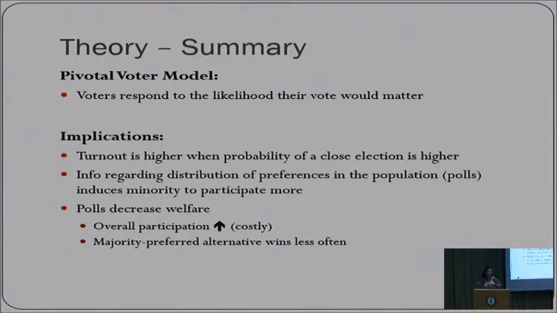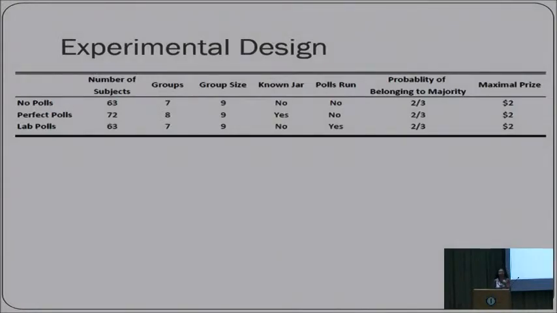Polls are kind of bad. More information is bad for welfare, and people should respond to the likelihood of being pivotal. All right, so let's go to the experimental design. What I'll do is I'll give you an overview of the sessions that we ran, and then I'll talk very briefly through the experimental instructions so you get another view of the model as well as have a sense of what our subjects actually saw in the lab.